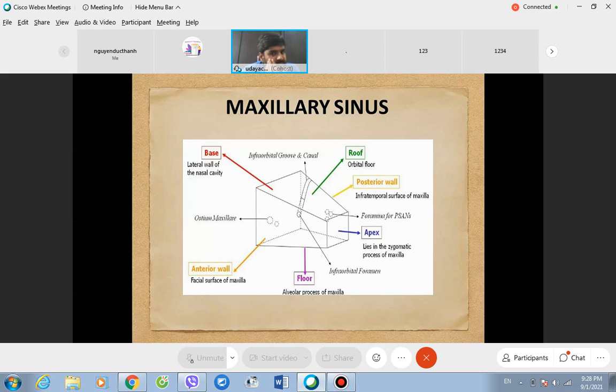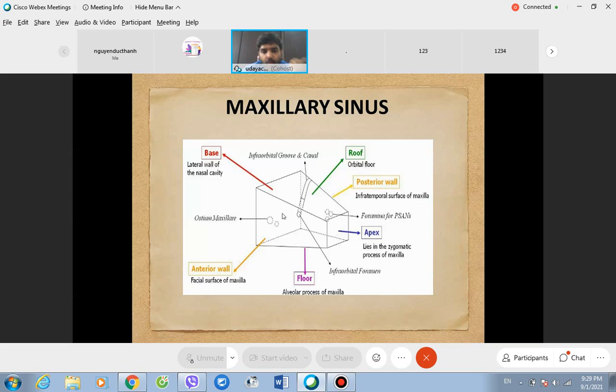Roof of the maxillary sinus is forming the orbital floor, whereas the floor is formed by the alveolar process of the maxilla. There are one or two teeth also protruding into the maxillary sinus according to the dentition. So the apex is directed towards the zygomatic arch of the same side.